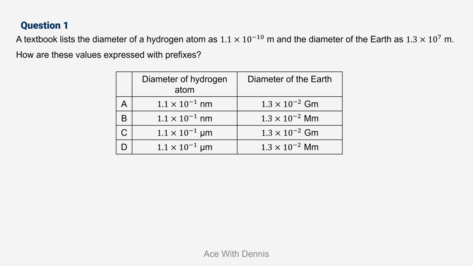So here are a few choices. The first column is diameter of hydrogen atom and the second column is diameter of the Earth. Option A, 1.1 times 10 to the power of negative 1 nanometers, 1.3 times 10 to the power of negative 2 gigameters. Option B, 1.1 times 10 to the power of negative 1 nanometers, 1.3 times 10 to the power of negative 2 megameters. Option C, 1.1 times 10 to the power of negative 1 micrometers, 1.3 times 10 to the power of negative 2 gigameters. Or option D, 1.1 times 10 to the power of negative 1 micrometers, 1.3 times 10 to the power of negative 2 megameters.